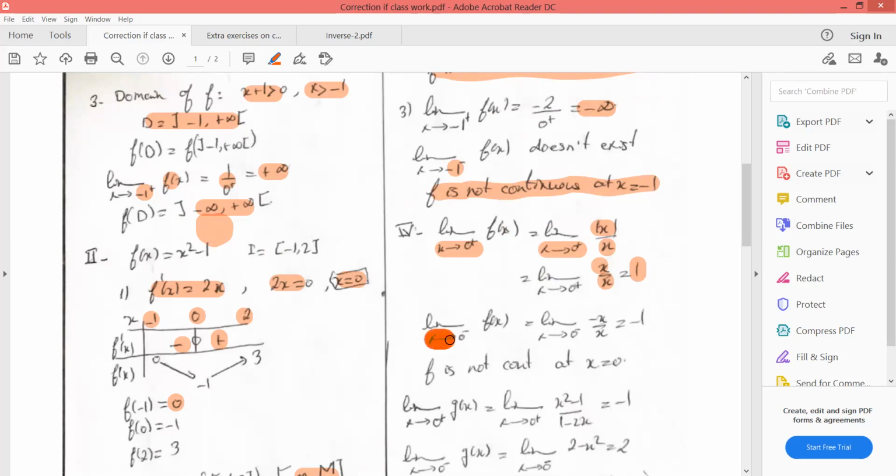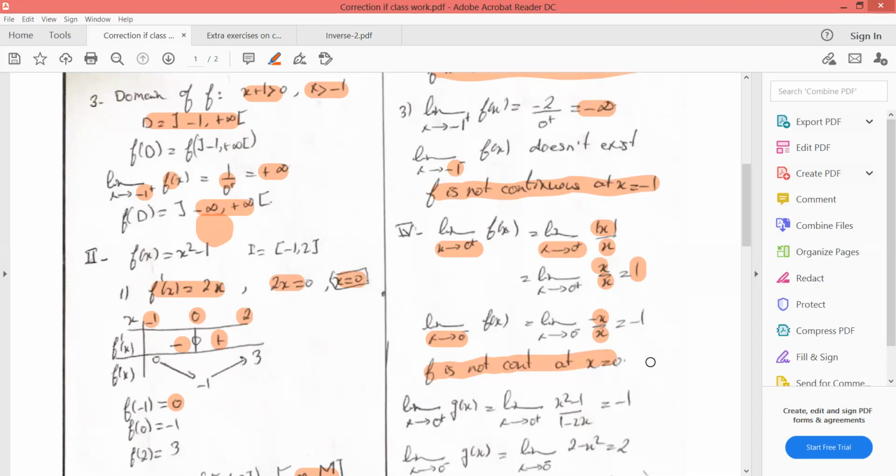The limit as x tends to 0 minus gives the limit of minus x over x. Do you know why minus x over x? As x tends to 0 minus, x is negative. To take x out of the absolute value, since x is negative, I put a minus before it. It becomes minus x over x, which is equal to minus 1. So f is not continuous at x equal to 0, since the limit as x tends to 0 plus is not equal to the limit as x tends to 0 minus. Any questions?